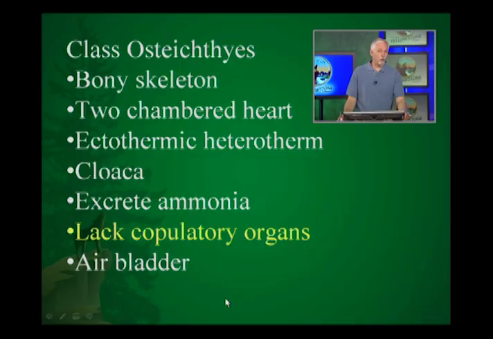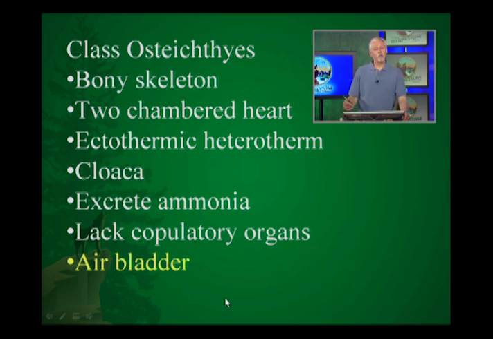And fish living in an aquatic environment basically can flush themselves out with water, and they can afford to deal with this very toxic form of nitrogen, which is ammonia. So they excrete ammonia. And we'll compare that to some other animals as we move along through the ecosystem. Also, fish lack copulatory organs, so they are externally fertilizing. They're going to be fertilizing eggs in the water. And then what's an important adaptation for the osteichthyes, and one of the unique features of osteichthyes, is that most species at least possess an air bladder.